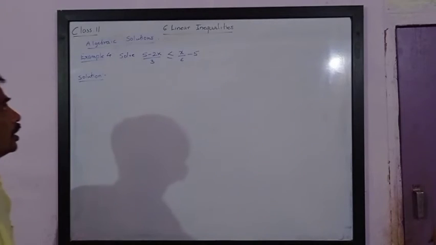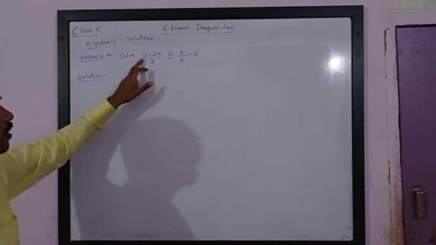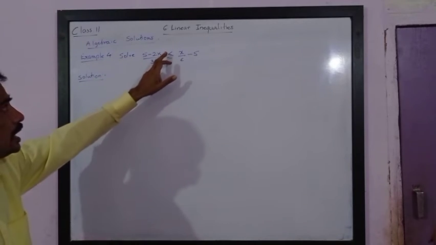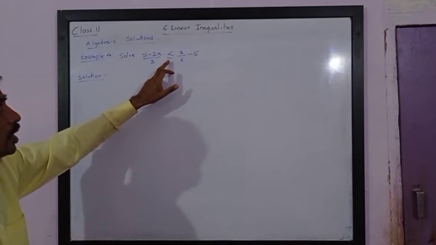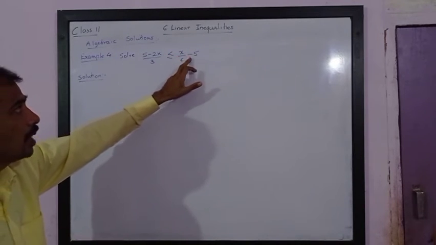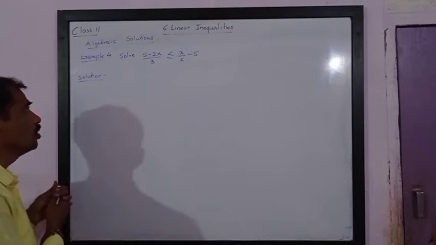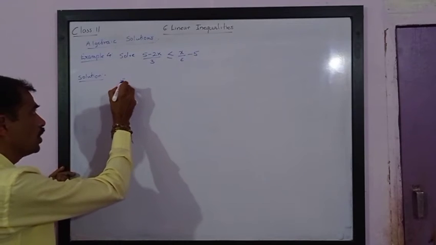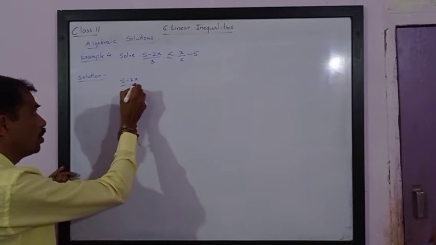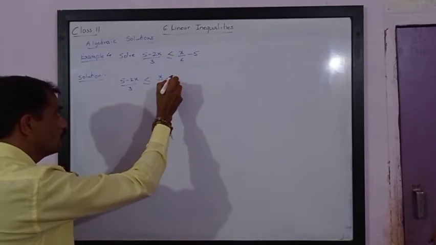Dear friends, the next example is example number 4. Solve 5 minus 2x upon 3 is less than or equal to, please note, here it is a slack inequality, x upon 6 minus 5. Let us see how it can be solved. So the question is 5 minus 2x upon 3 is less than or equal to x upon 6 minus 5.